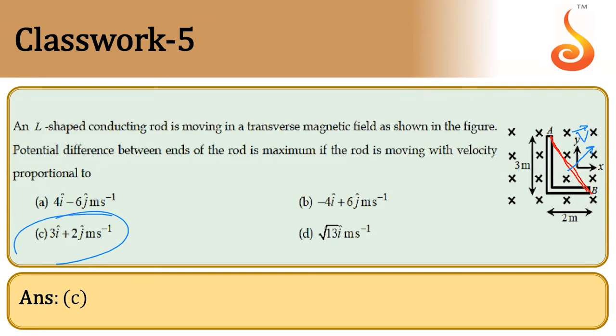So for maximum EMF, the velocity will be perpendicular to the straight line.